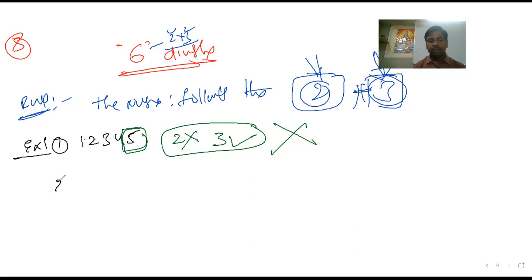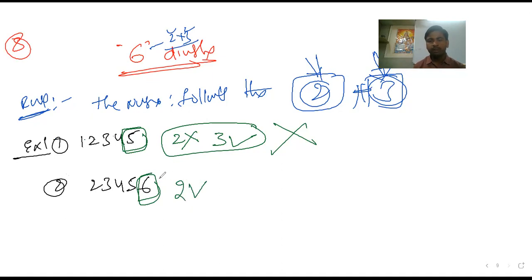So, let me take an example: 2, 3, 4, 5, 6. This is one more example. Let me check it out. I'll take out the last digit. The last digit is 6, so it is divisible by the 2 table.